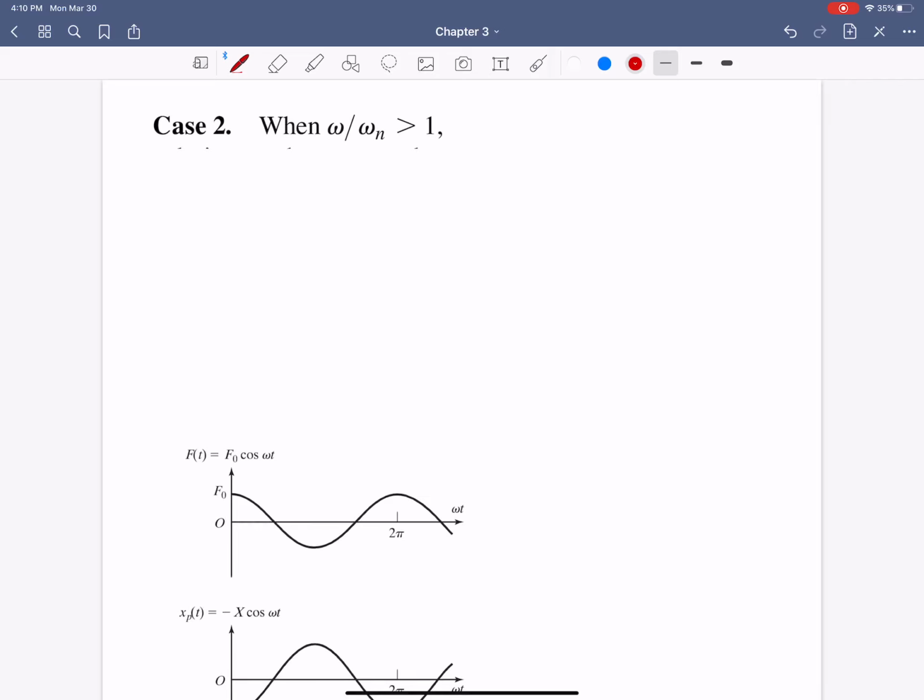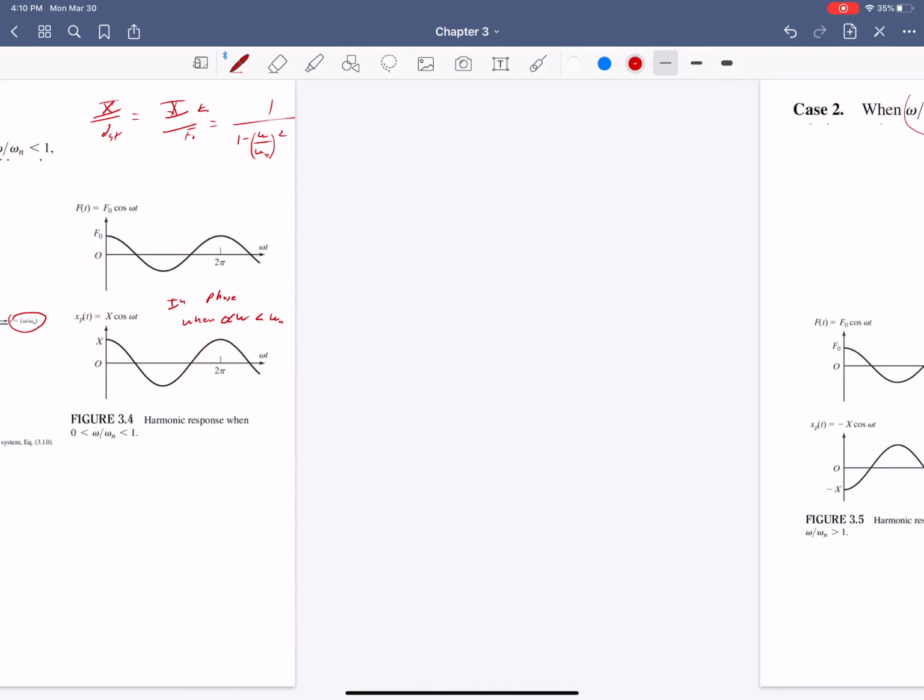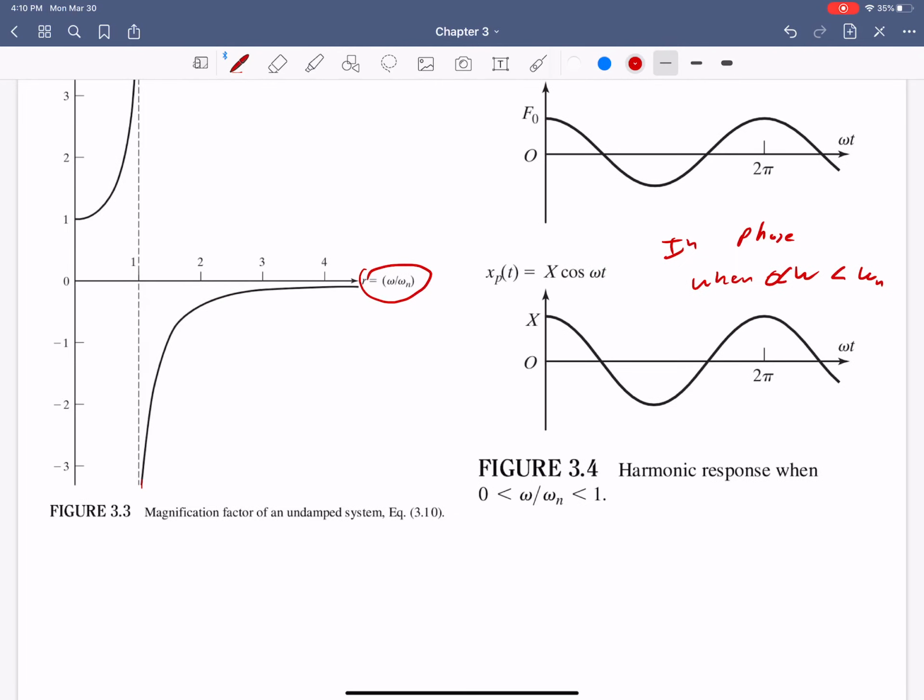Case 2 is where we're on the other side of that curve, so when omega over omega n is greater than 1. In that case, we are on this side of the curve. There are a couple of things to notice. One is that our phase is the opposite now. You go through this transition, and the phase is the opposite for an undamped system. Undamped doesn't exactly apply for a damped system. We'll see, maybe it does, when we get to section 3.4.